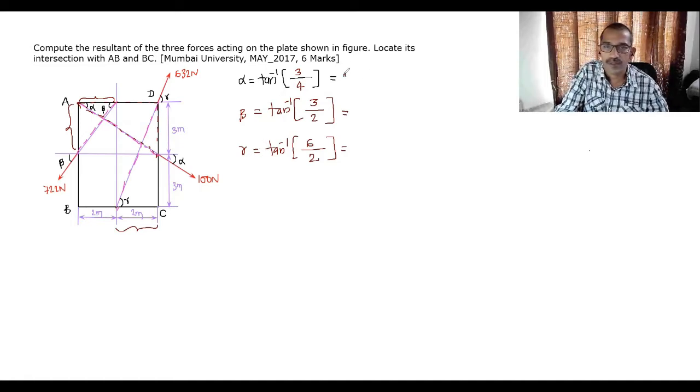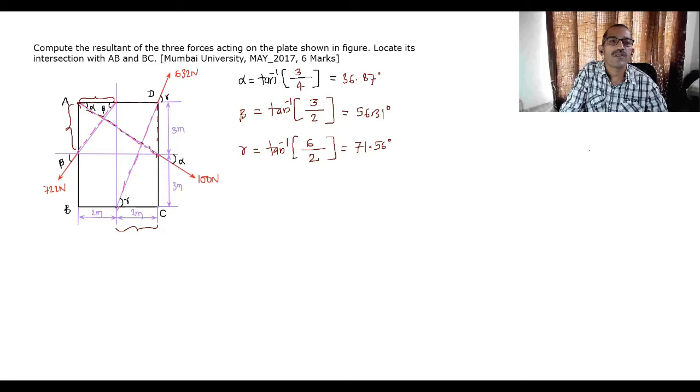Now using a calculator, if we find angle alpha, tan inverse of 3 by 4, this angle comes out to be 36.87 degrees. Tan inverse of 3 by 2 comes out to be 56.31 degrees. And gamma, tan inverse of 6 by 2, comes out to be 71.56 degrees.